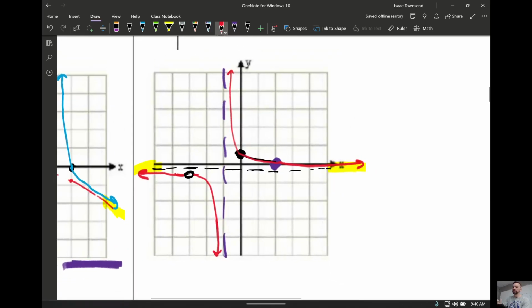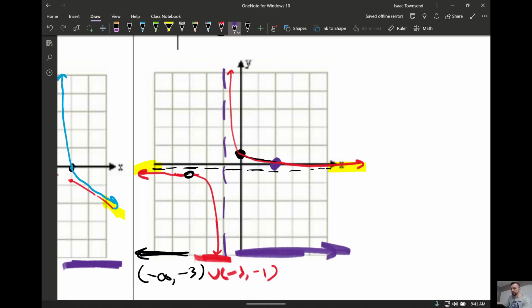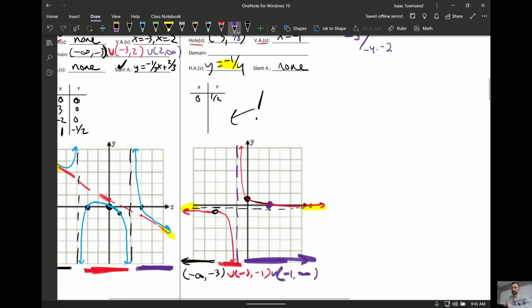Now with the domain, be careful. This is not in your domain. Notice when x is -3, there is no y value. So our domain is -infinity to -3. That'd be all of this stuff. Then -3 to -1. And then -1 forever to the right. So that would be our domain. I'll copy that up to above.